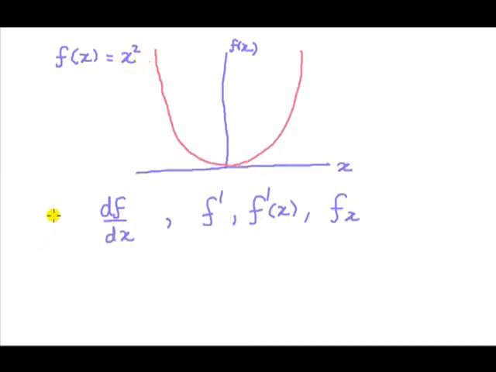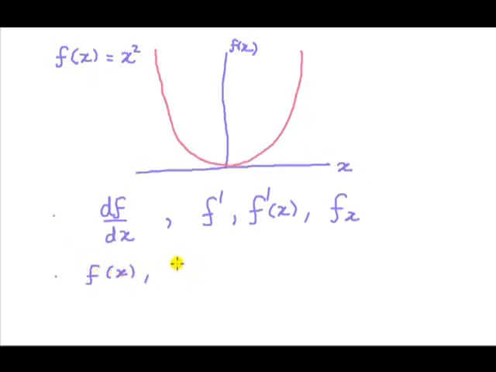Okay, that's notation and terminology. Next, derivatives. The example I've given you here is a function that has just one variable, one input. But we can find derivatives for functions like this, where there is only one input.